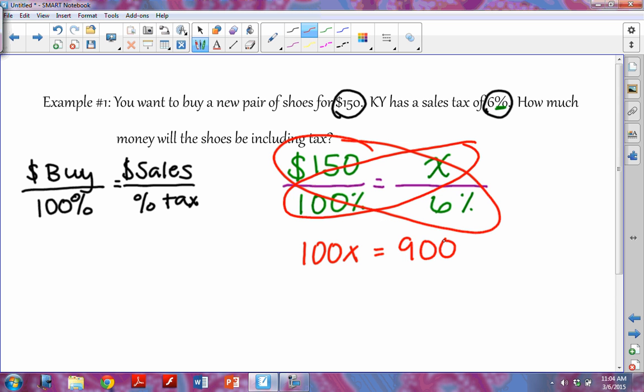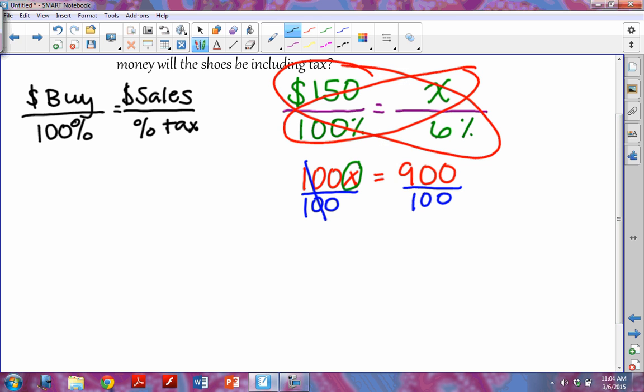Now, remember from our videos when we were solving for equations, you want to get this x by itself. So to do that, I'm going to divide by whatever is with the x. So I'm going to divide this side by 100. To keep it balanced, I need to do the right side as well. So these are going to cancel. So then I'm going to be left with x is equal to 9.